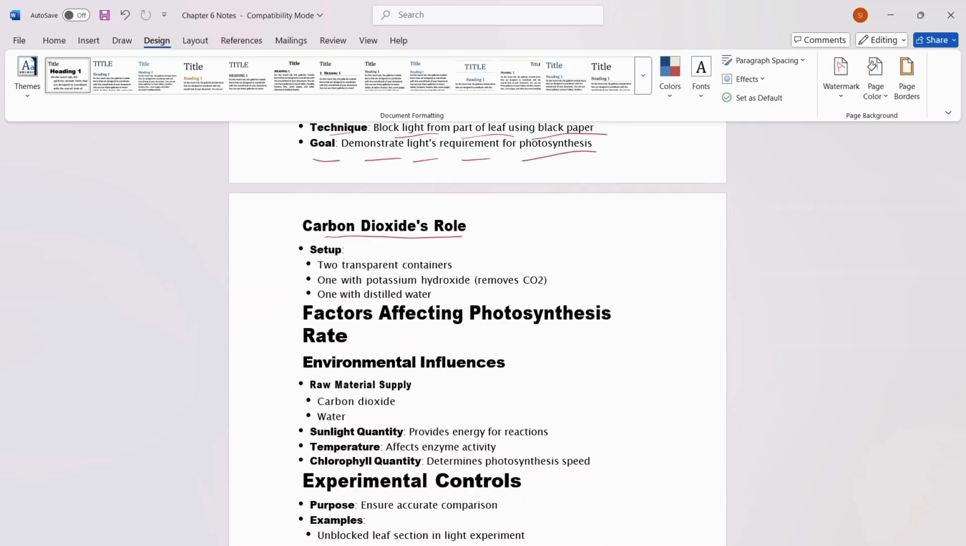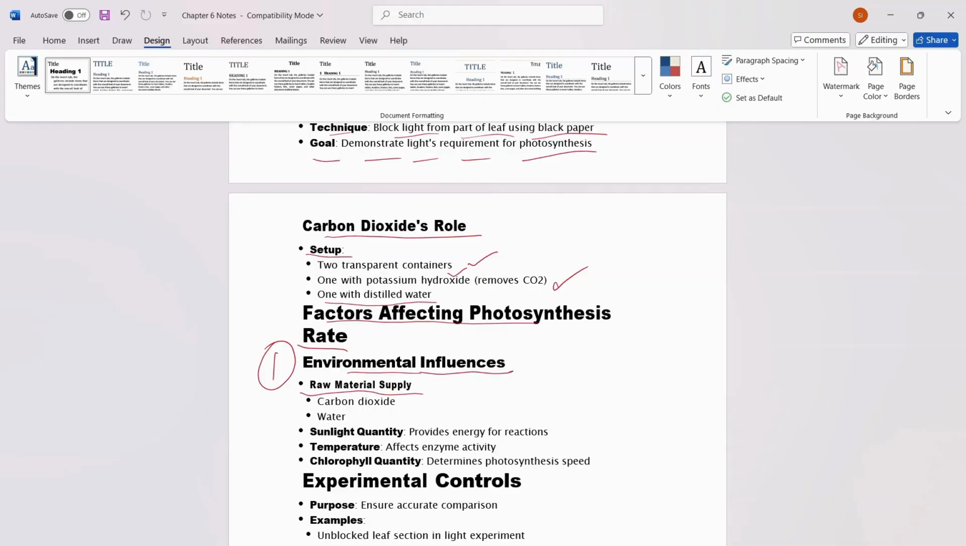Next, carbon dioxide roles. The setup should be two transparent containers, one with potassium hydroxide, which removes carbon dioxide, and then one with distilled water. Factors affecting photosynthesis rate. So these are: number 1, environmental influences, very important.